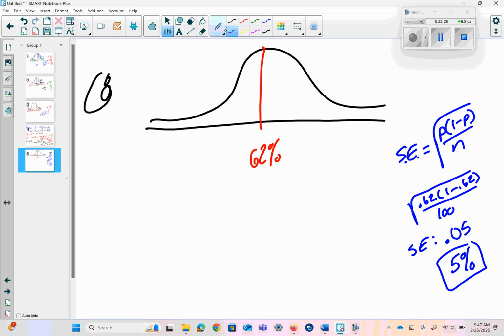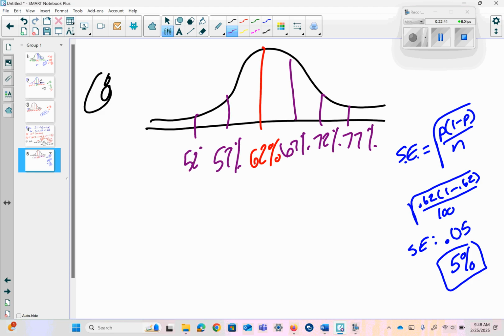Remember, we use the standard error in place of the standard deviation because we're dealing with the sample. All right, so that'll take me to 67%, then 72%, then 77%. This takes me to 57%, 52%, and 47%. So they showed 67. So we're talking about 67 being right here or greater, so we're going this way.